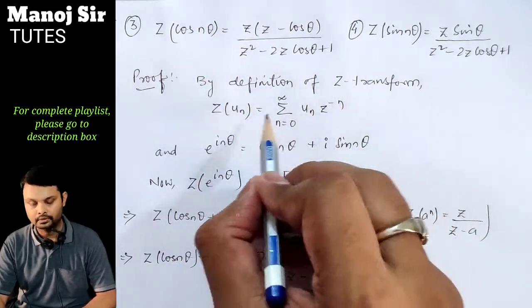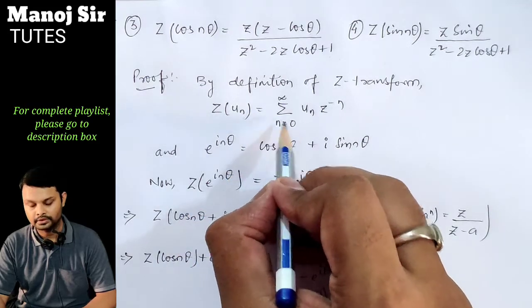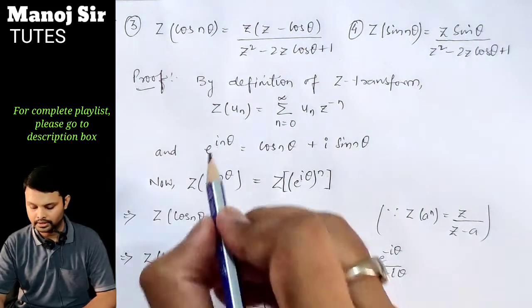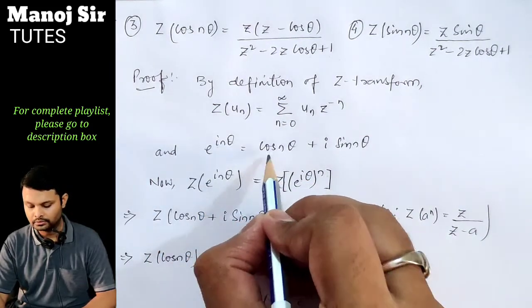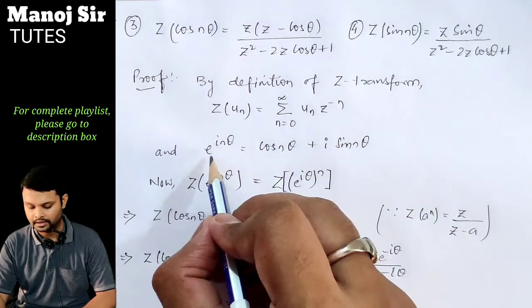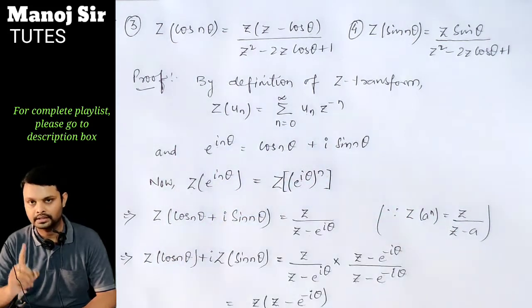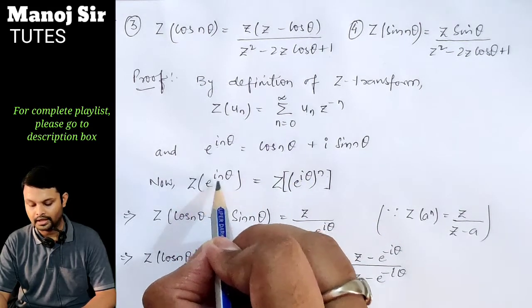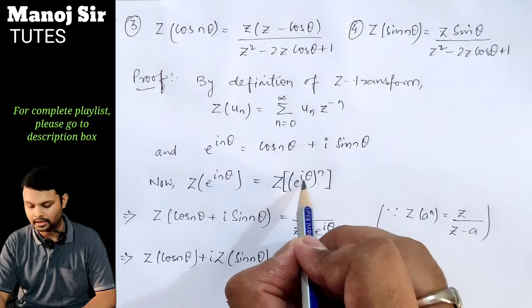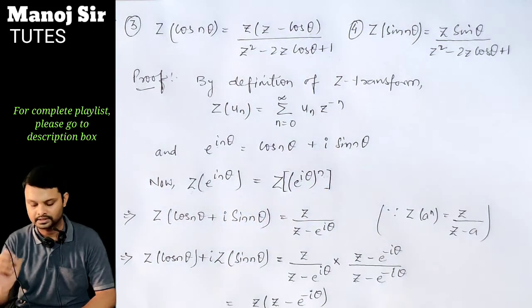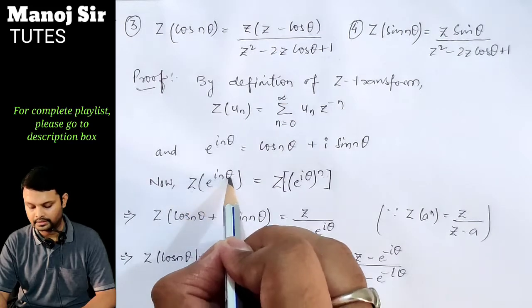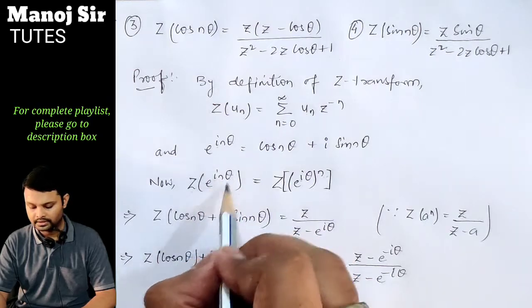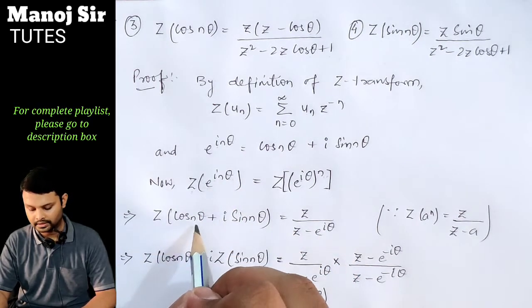By definition of Z transform, we know that Z transform of uₙ equals summation n equal to 0 to infinity uₙ into z to the power minus n. And we also know that e to the power i nθ equals cos nθ + i sin nθ. Now we can write Z transform of e^(i nθ) equals Z transform of (e^(iθ))ⁿ, because both are same. Now this can be written as Z transform of cos nθ + i sin nθ.